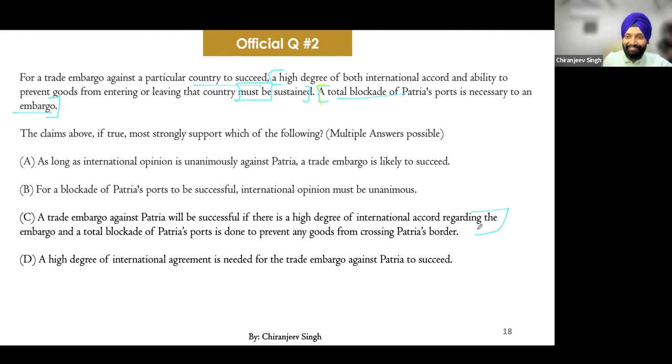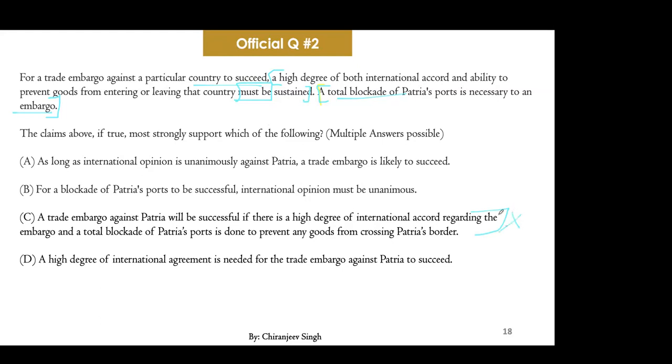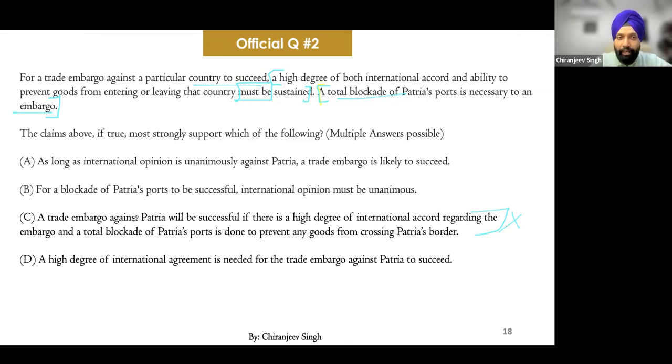Did you mark C? No, I didn't. I just marked B, but I was very unsure. So that's why C is not the answer, because it's saying the trade embargo will be successful if these two conditions are satisfied, or a total blockade, which is let's say a third condition. But in any case, all these three are necessary conditions. We are not given anything whether these are the only necessary conditions or whether there are other conditions. So we cannot assume these are the only three conditions. We don't know. So we cannot say that the trade embargo will be successful. So this is not correct.